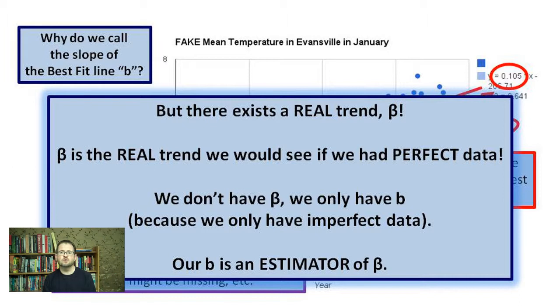Because beta is our real trend, and beta is the Greek letter for b, we use b as our estimator of beta. This is just a standard way that statisticians use their symbols. They use the Greek letter for the real phenomenon, which they don't actually know, and they use the corresponding letter of the alphabet for the imperfect estimator.